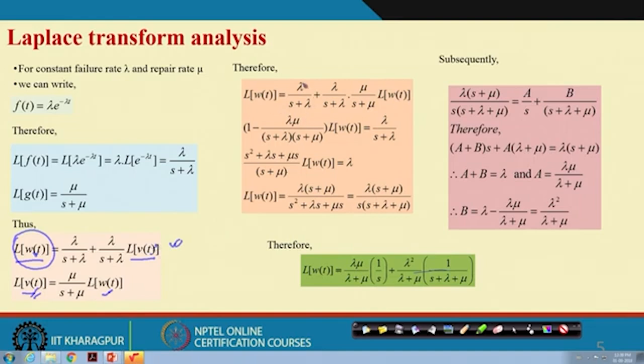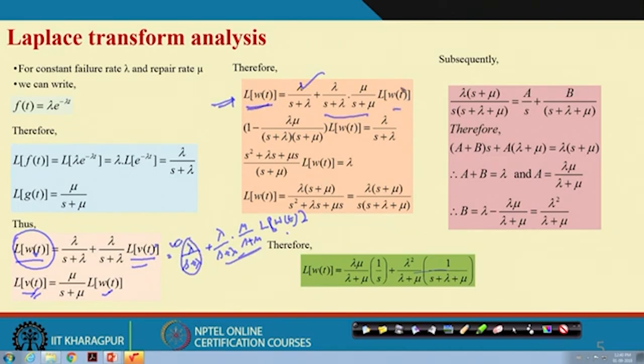Are you not getting this one? Definitely, what will happen? This will become lambda by S plus lambda, by S plus lambda, LVT means mu by S plus mu into L of WT. That is what is put here, LWT. This portion is this, this to this, LWT.